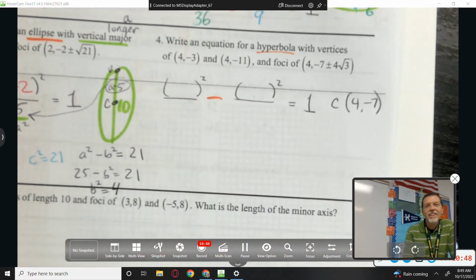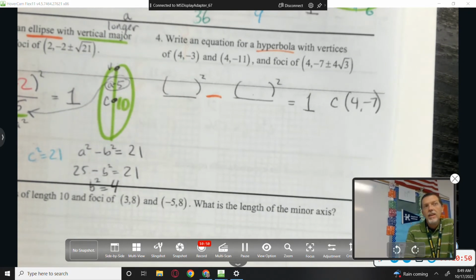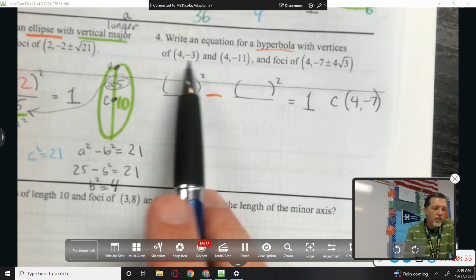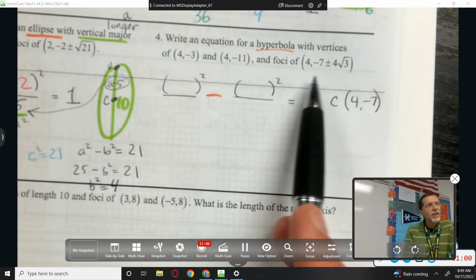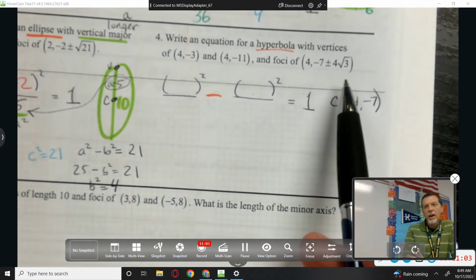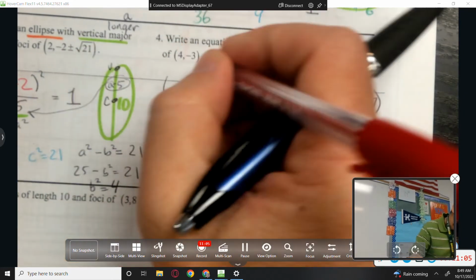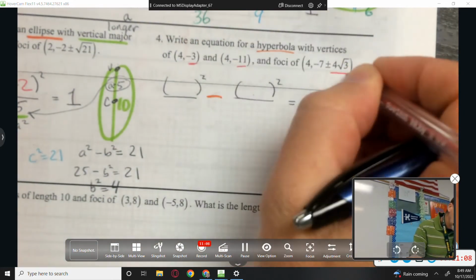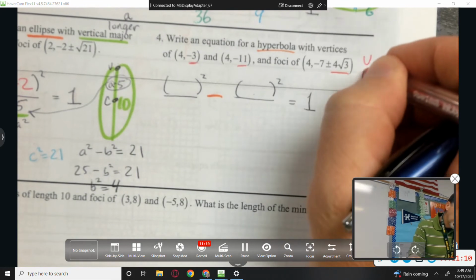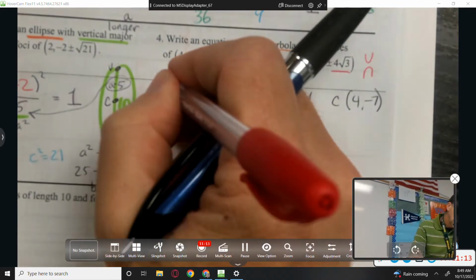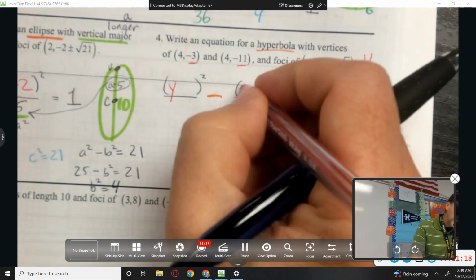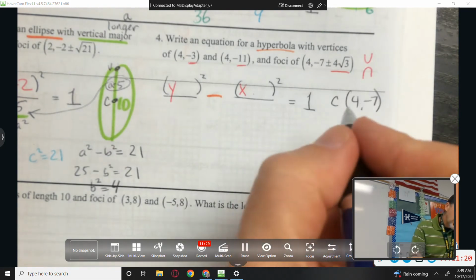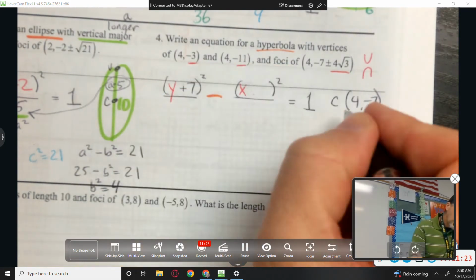Well, don't you know, because if you look at the vertex, which one changes goes first? Samantha's looking at the vertex to see it. Can you see that also looking at the foci? Yeah, so either way, the y values are changing. So I know this is an up and down hyperbola, so that tells me that the y goes first. Then the x goes second. So y plus 7, x minus 4.